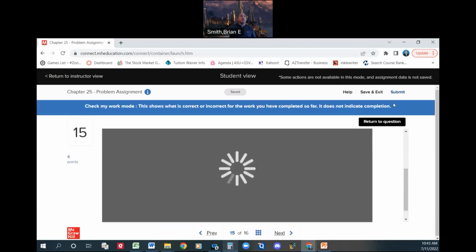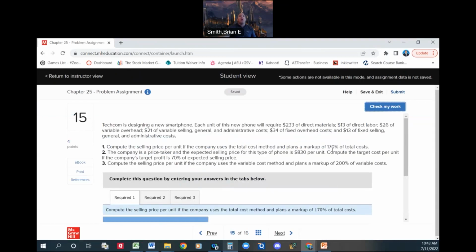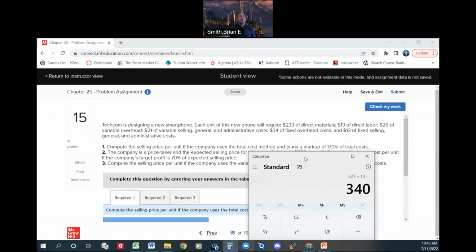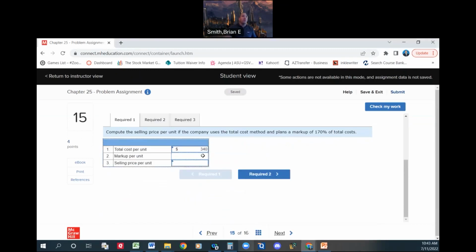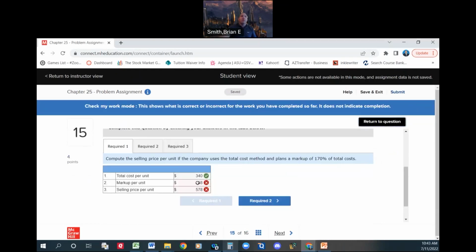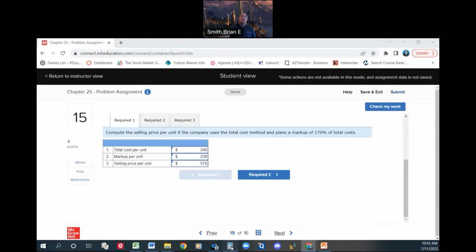And I'm just going to check my work because I want to make sure I got that right. Yep, okay, good. And then we're going to need 170% markup. So let's multiply this by 1.7. So 578 minus 340. So our markup should be $238. And our selling price will be 578. Actually, that might not be right. Yeah, I did that wrong. I just realized that.